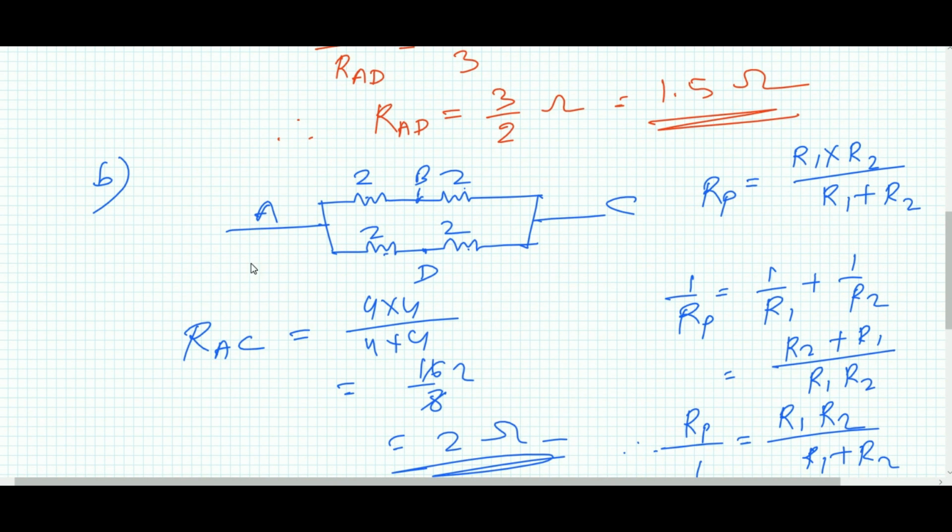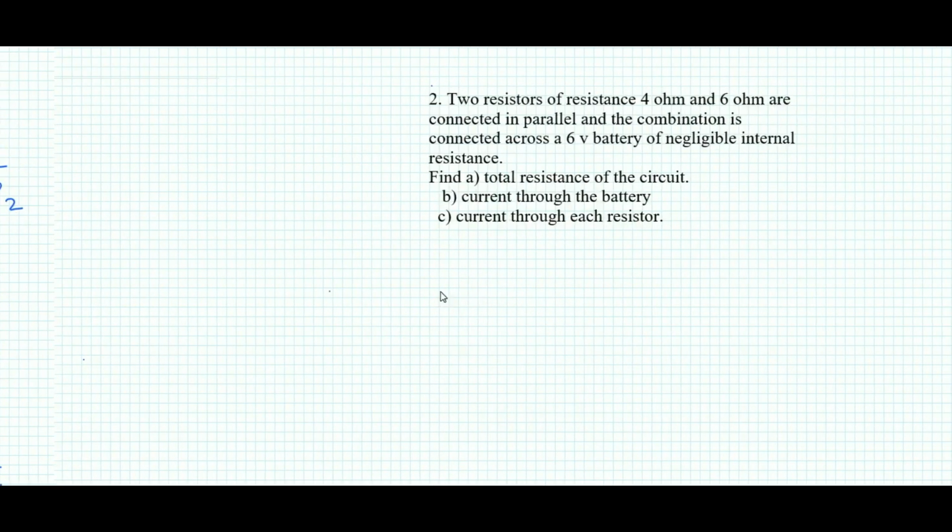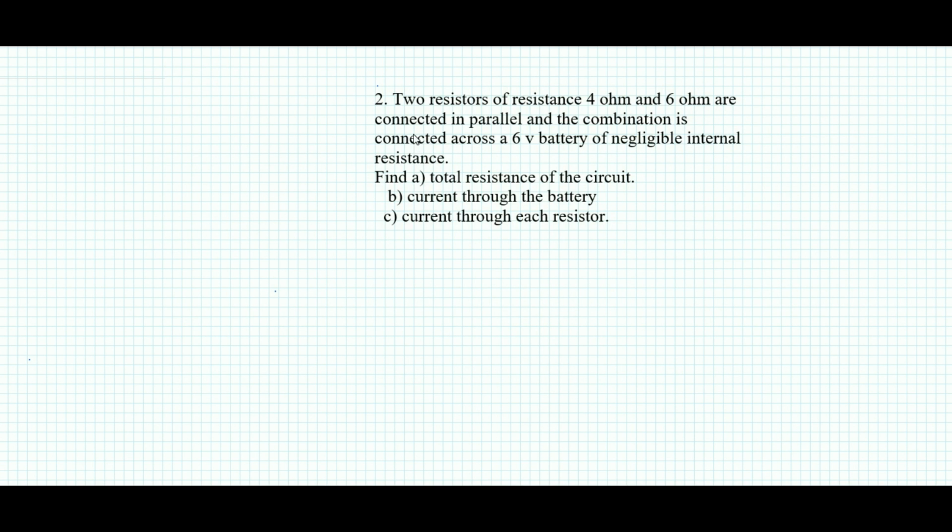Okay, so now I am going to discuss the second sum. Two resistors of resistance 4 ohms and 6 ohms are connected in parallel, and the combination is connected across a 6 volt battery of negligible internal resistance, right? So we have to calculate the total resistance of the circuit, that means equivalent resistance, and current through the battery and current through each resistor. Okay, so first of all I will draw the circuit diagram, right?